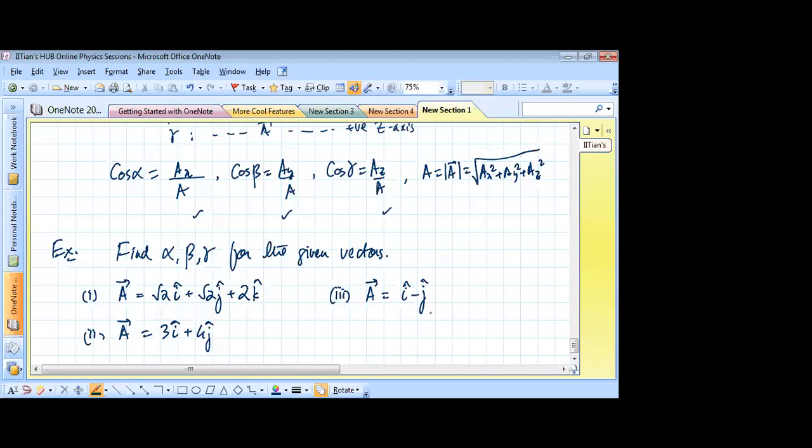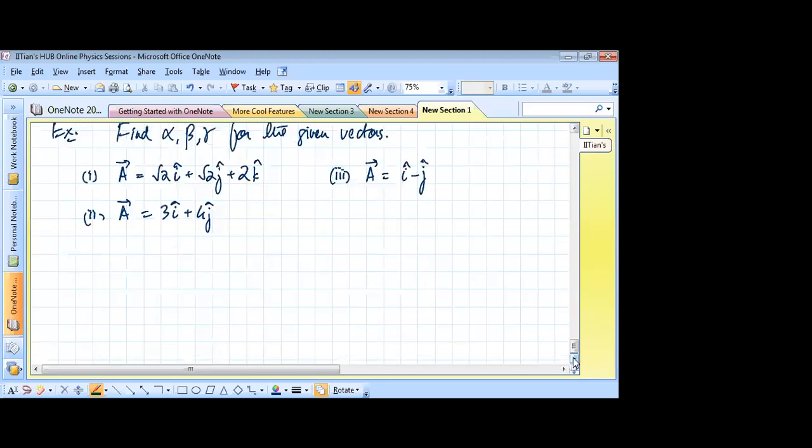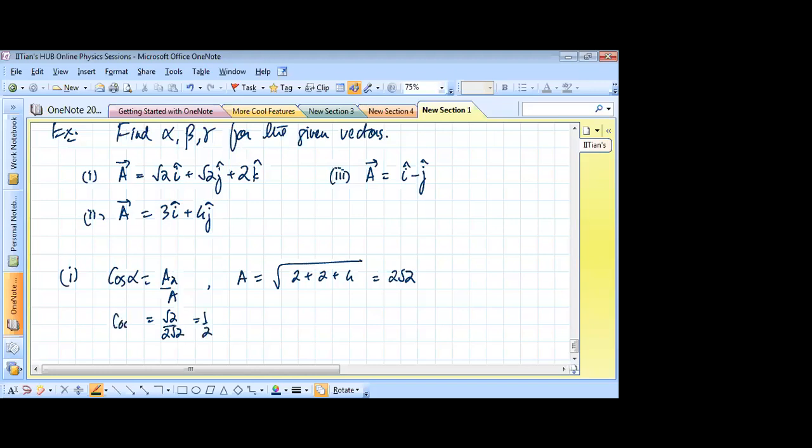Cos alpha is half. So for the first one, you see cos alpha is Ax upon mod A. Now mod A for the first one is square root of 2 plus 2 plus 4. That is 2 root 2. So this becomes root 2 upon 2 root 2 or half. So cos alpha equals half means alpha equals to how much? 60 degrees.